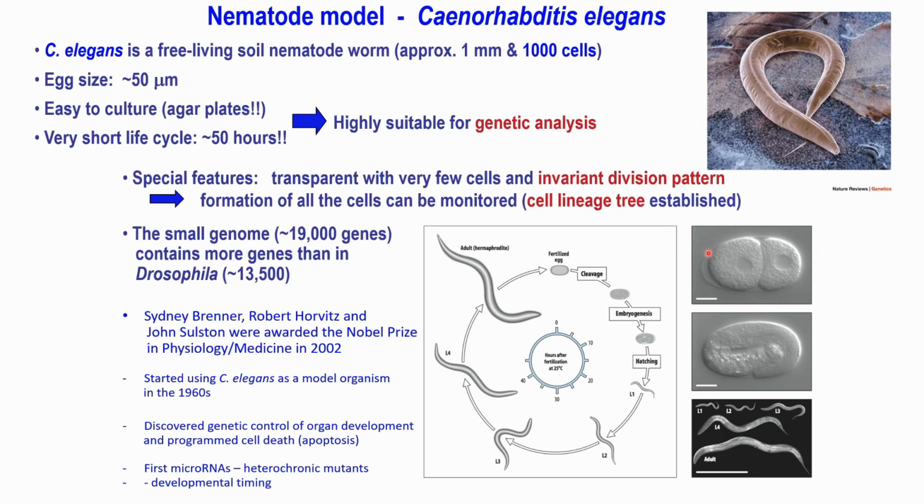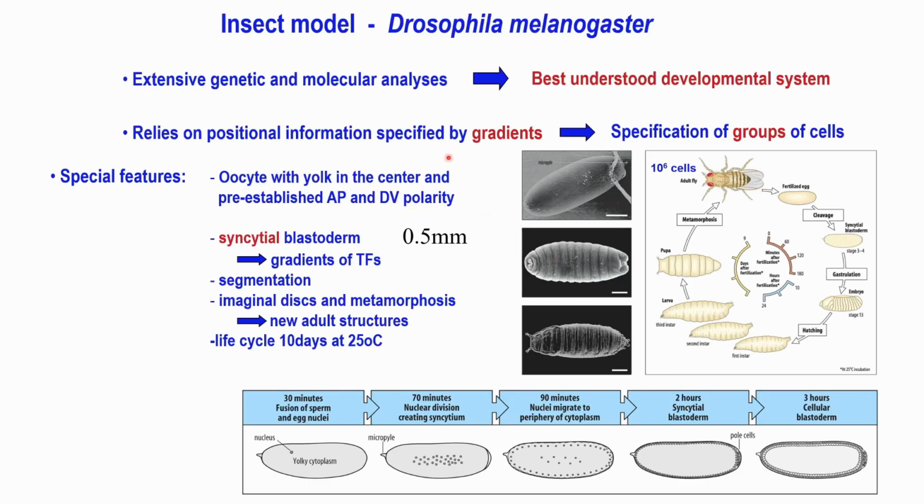But here are some pictures of the embryo, and we'll meet this later on as well. You can visualize it with a light microscope. It's very convenient to work with. And the insect model Drosophila, I've talked a lot about this. It's probably the best understood developmental system. It does rely on positional information specified by gradients. So we get this specification of groups of cells, just like in vertebrates. So this is very useful to study that.